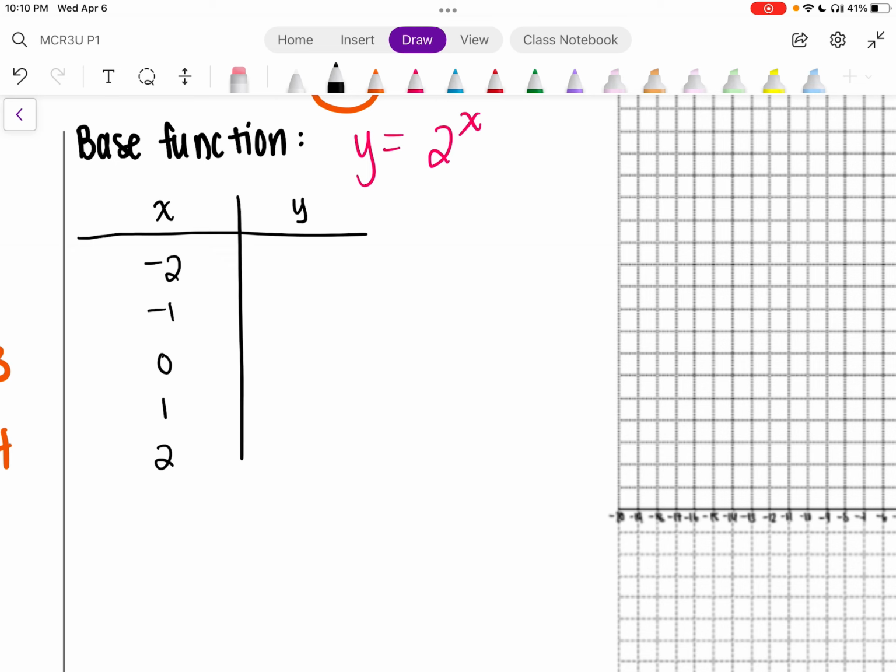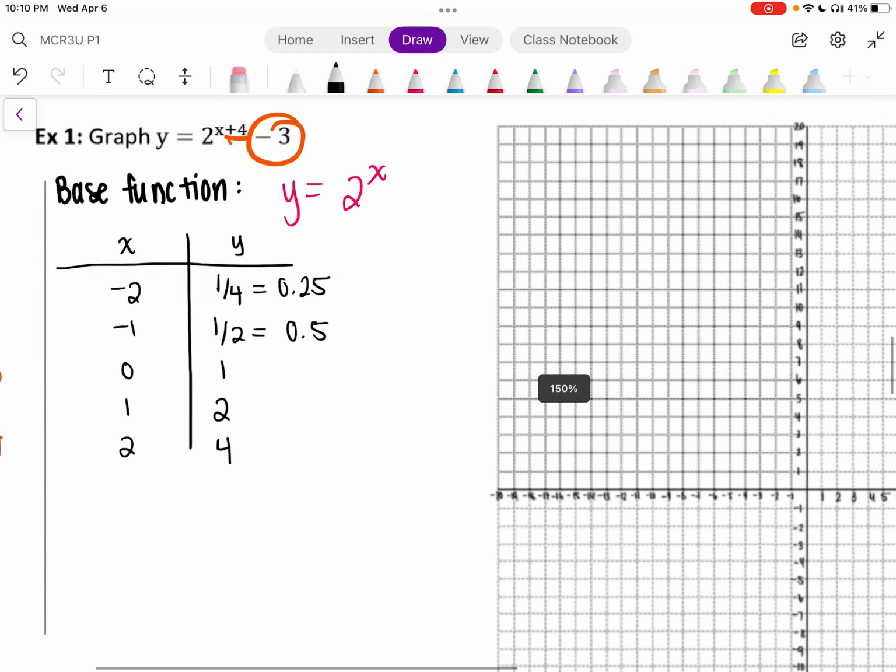Right, so 2 to the power of -2 is going to give me 1 over 4 or 0.25. And the reason I write 0.25 is just that it's easier to graph. 2 to the power of -1 is going to give me 1 over 2, which is also just 0.5. 2 to the power of 0 is 1, 2 to the power of 1 is 2, and 2 to the power of 2 is 4. So now I have my base function.